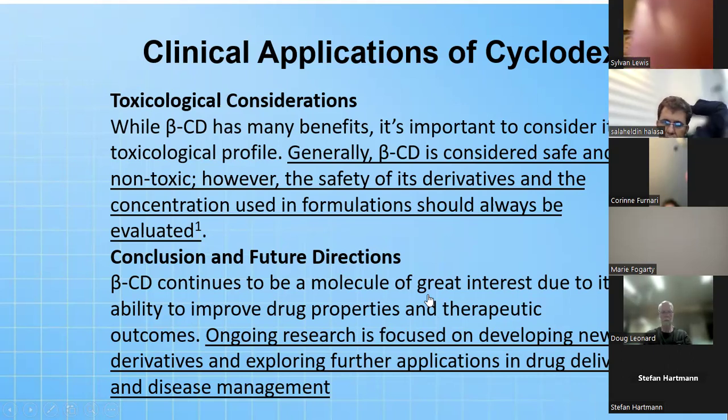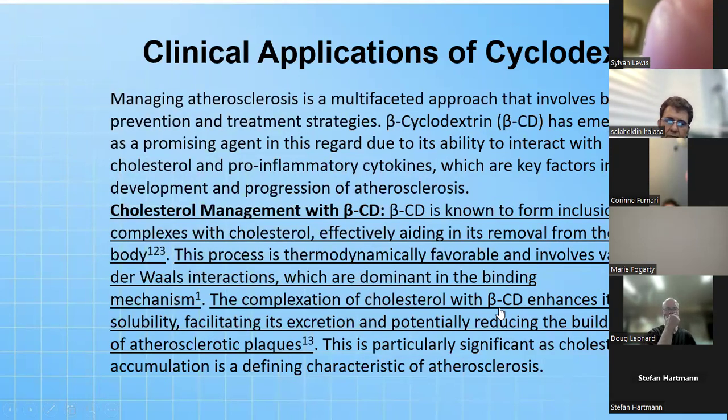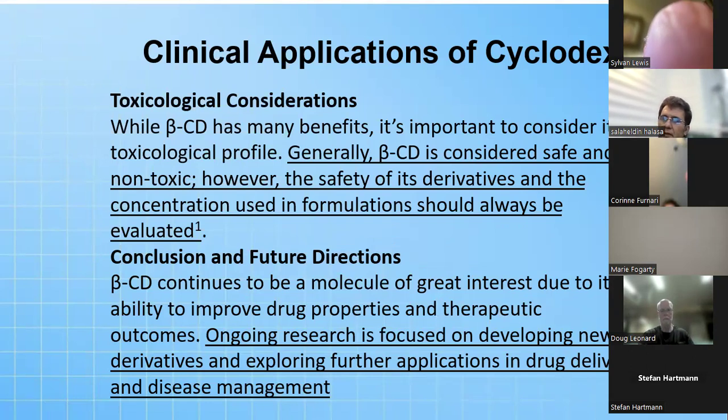In conclusion, for future direction, beta-cyclodextrin continues to be a molecule of great interest due to its ability to improve drug properties, improve the pharmacokinetics, even pharmacodynamics, so it will change the therapeutic outcome. And we must have research. There is ongoing research on applications for all the cyclodextrin-based drugs. Most of the big pharma companies are currently loading their drugs into cyclodextrin: cancer drugs, anti-inflammatory peptides, RNAs. You will see a lot of drugs being converted into cyclodextrin-based formulations.